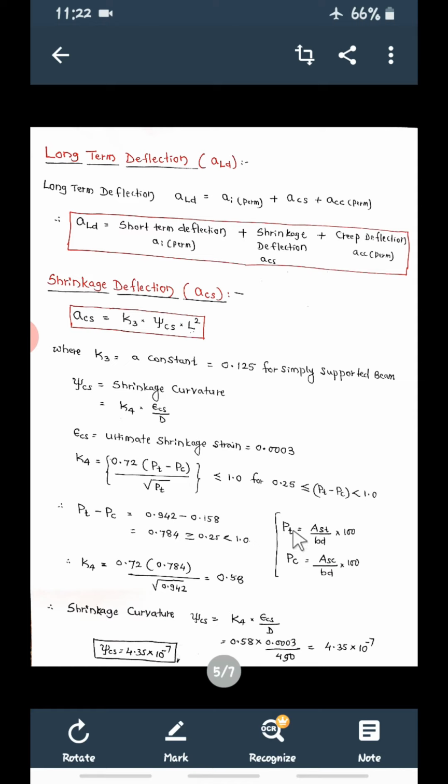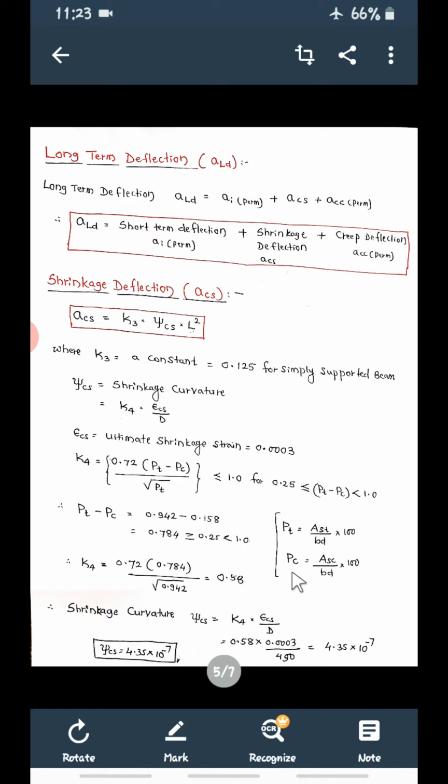So how will we calculate PT? We know the area of tensile reinforcement. PT is equal to AST upon BD into 100, so we'll get the percentage. Already we know AST, divided by B, effective depth we know, multiply by 100, we'll get PT. So PT will be 0.942. Then what about PC? PC is the same, the percentage of compression reinforcement.